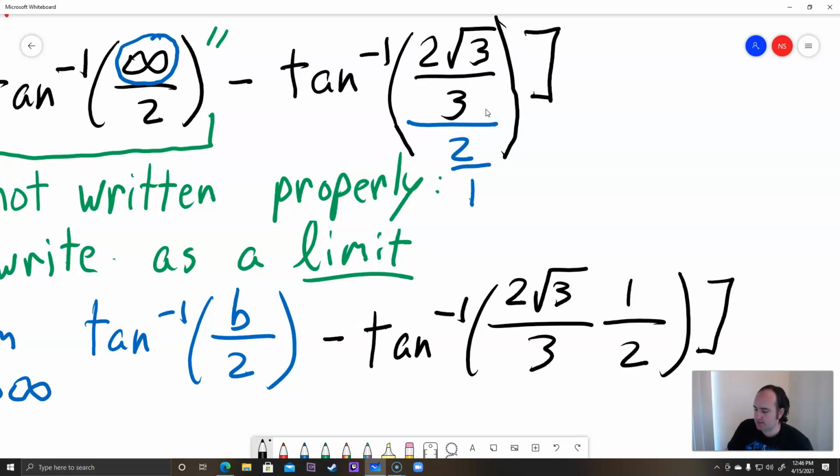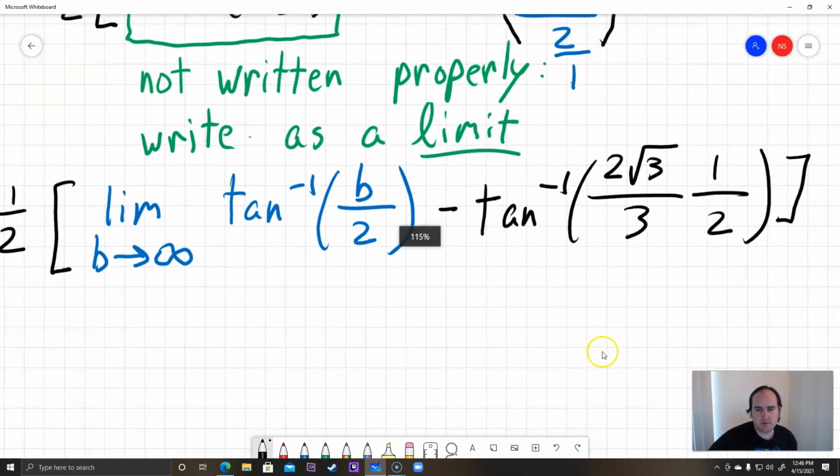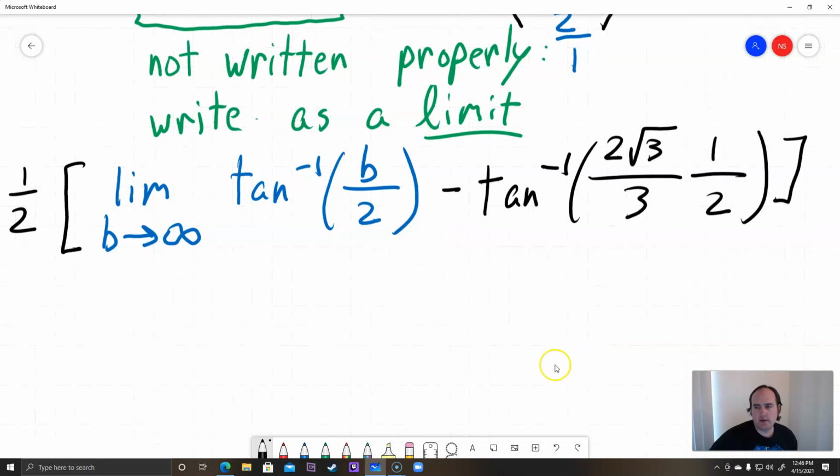I'm just writing it out because some people have trouble with fractions. They get confused when they see something like 2 root 3 over 3 over 2. I know it can get a little confusing sometimes. Okay, so we're good so far here. And then here's the little bit tricky part. So over here, these 2's are going to cancel out. And we should all be able to do tan inverse of root 3 over 3.